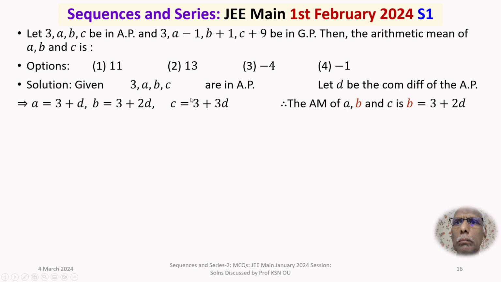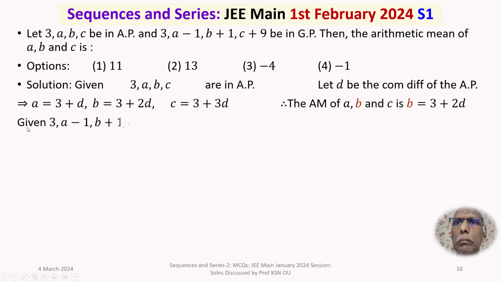A, B, C are in arithmetic progression. Therefore B will be the arithmetic mean. So what will be B? B is 3 plus 2D. So find out the value of D and substitute in this. Then you will get the arithmetic mean of A, B, C as B.